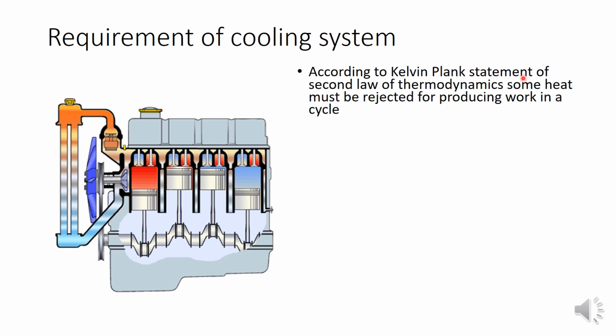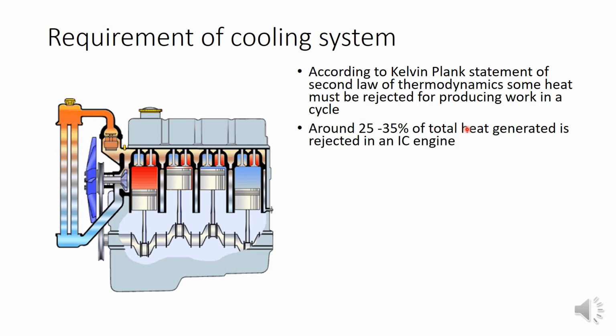Already we know that by the Kelvin-Planck statement of the second law of thermodynamics, if you want to produce work continuously in a cycle, you must reject some heat. It is impossible for an engine or any device to produce work by absorbing heat only. It has to reject some heat also. That is the important statement of the Kelvin-Planck law. So any engine will reject some heat depending upon the temperature at which it is operating.